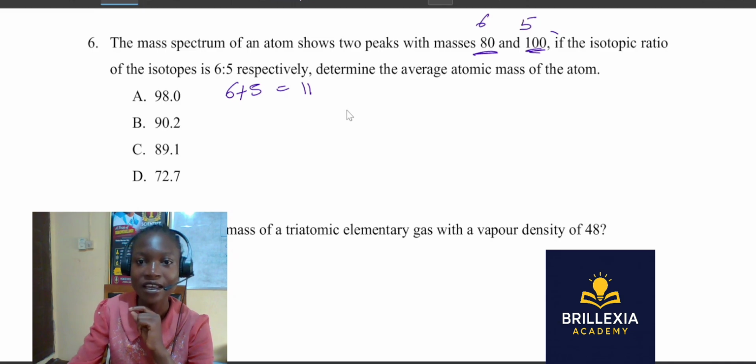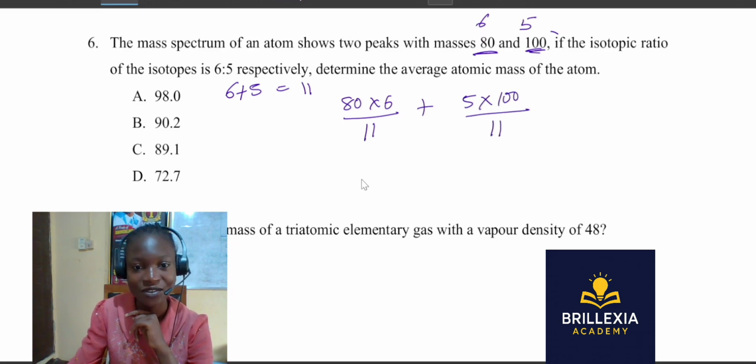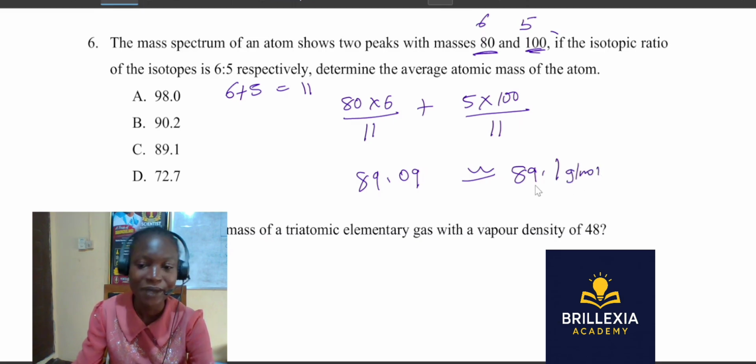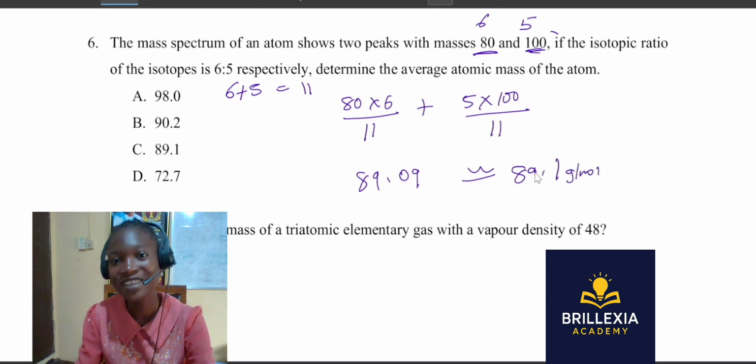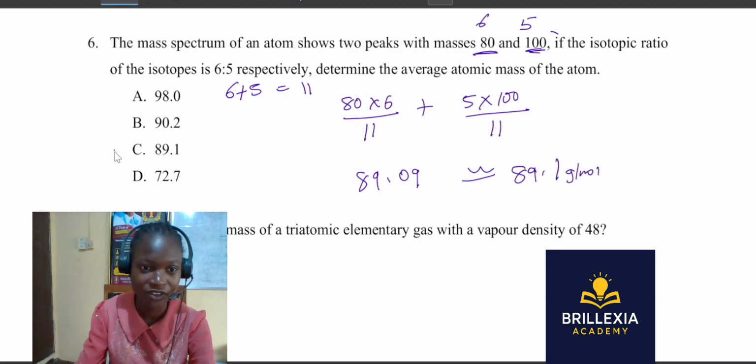So you can now say 80 times 6 divided by 11, your ratio, plus 5 times 100 divided by 11. By the time you add this together, you're going to have 89.09, which is approximately 89.1. So 89.1 gram per mole, meaning that 89.1 gram per mole is the atomic mass of that atom, which is option C.